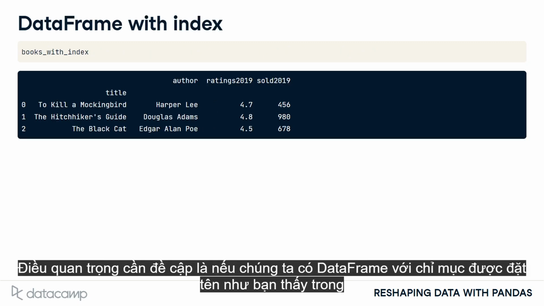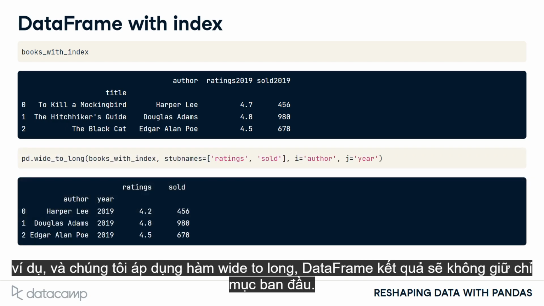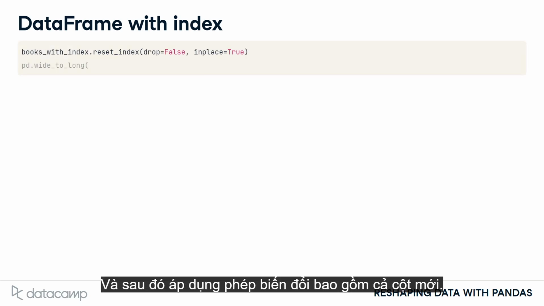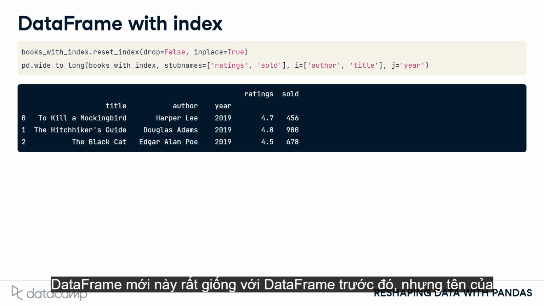It is important to mention that if we have a data frame with a name index as you see in the example, and we apply the wide to long function, the resulting data frame will not keep the original index. If we want to keep it, we modify the original data frame by resetting the index without dropping it, and then apply the transformation including the new column. As we can see in the output, the title is now part of the long data frame.